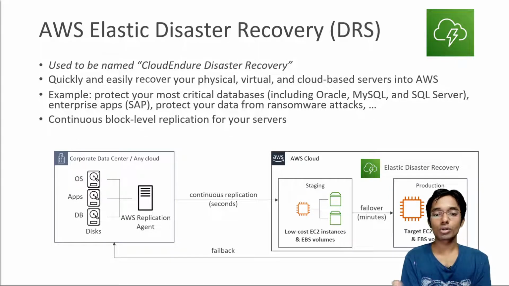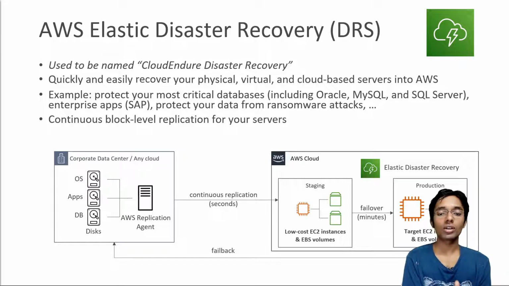It used to be called the CloudEndure Disaster Recovery, but it's been renamed and rebranded as a pure AWS service. So the way it works with this service, you can quickly and easily recover your physical, virtual or cloud-based servers into AWS, which is very similar to some of the previous disaster recovery approaches we've seen. But this one is about recovery.